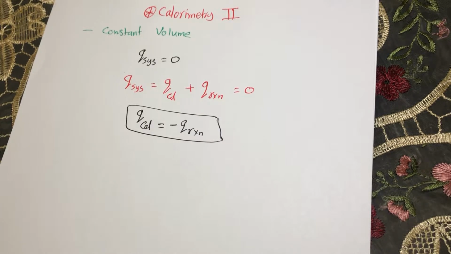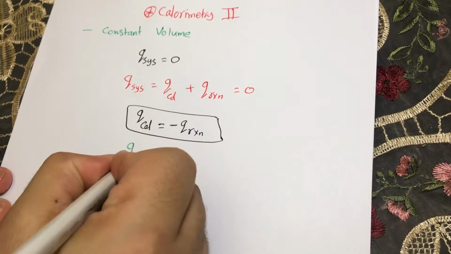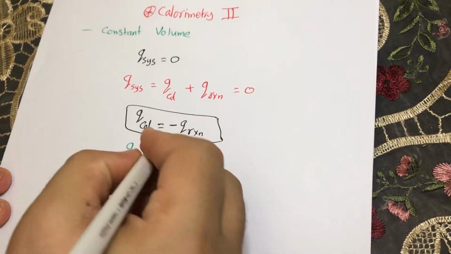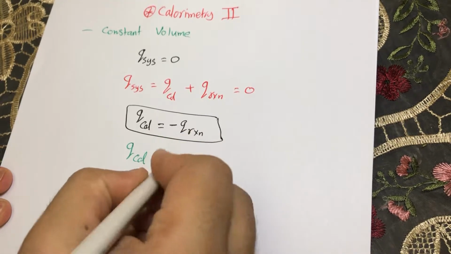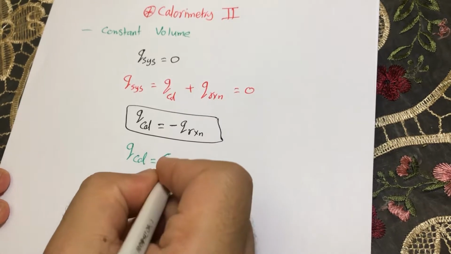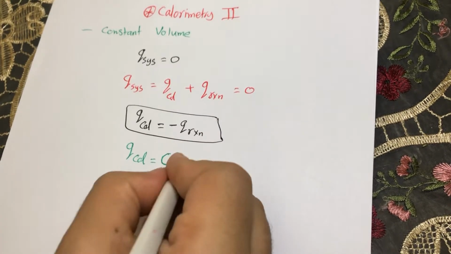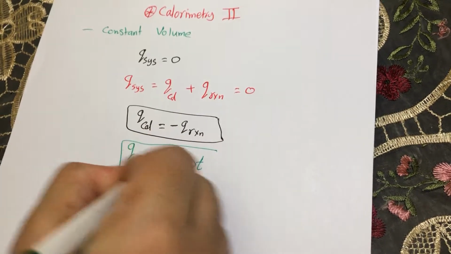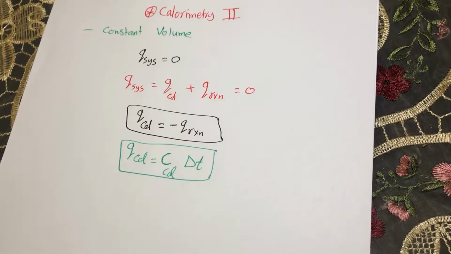Also, Q calorimetry is equal to C calorimetry times delta T. The quantity C calorimetry is calibrated by burning a substance with a known heat of combustion. Let's solve an example.